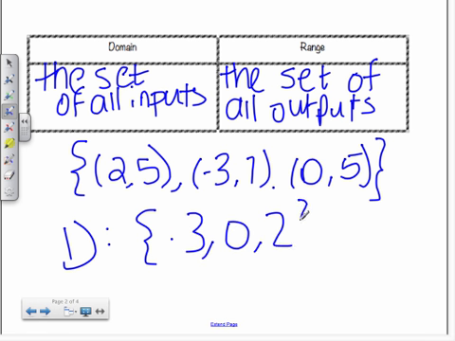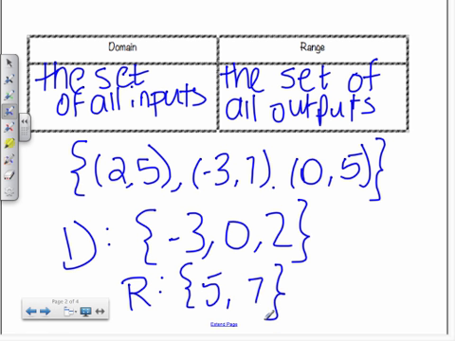Just like we would do in our mapping. We would go from least to greatest without any duplications. And my range would be 5 and 7. And I would only write the 5 out once because it's already indicated in my set. So I don't have to write it out a second time.